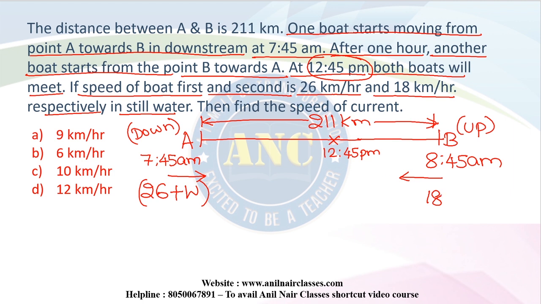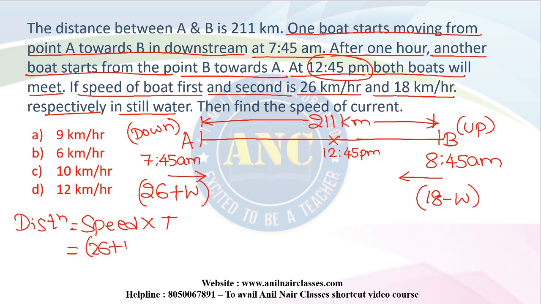Next, here it is upstream. Upstream speed is B minus W. It is 18 minus W. I hope you are understanding. Now, we know that distance is equal to speed into time, right? Distance is equal to speed into time. And we know that whenever two bodies are traveling in the opposite direction, the speed is the sum. So it is 26 plus W plus 18 minus W. And time, what is the time? See, think a little logically. We are mature enough to understand these things. Can I say how much time is required right now?